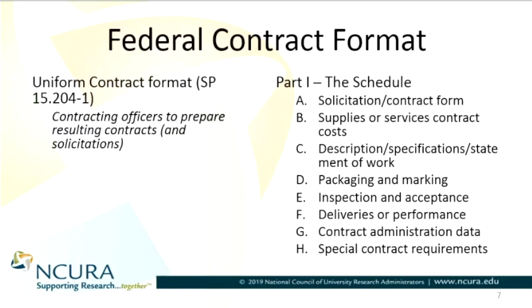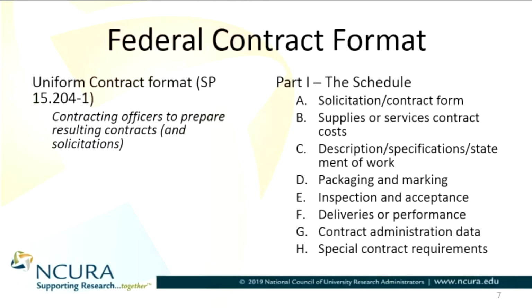So in part 1, subsection A, you have your solicitation contract form. And so this may be your cover form. It includes your solicitation number, the date, the closing date of the contract, as well as the time, the number of pages that are outlined within your contract, and any contract info.